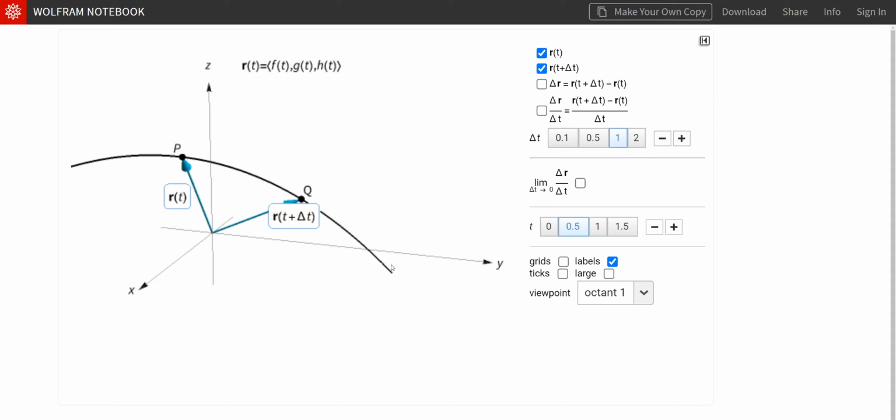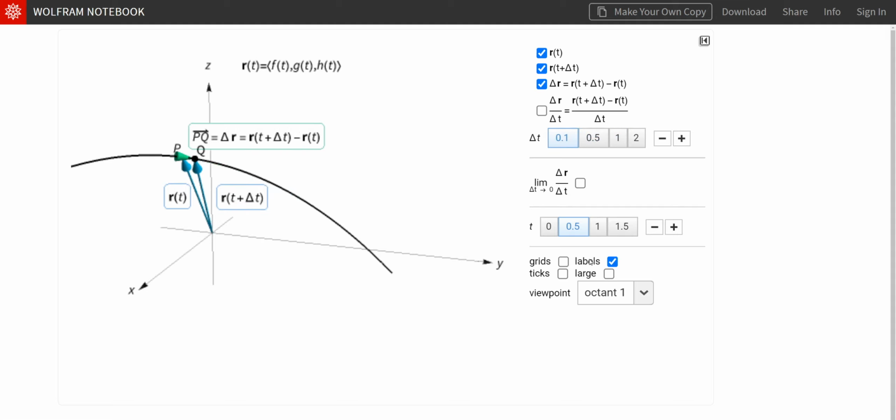And then we can compute the difference of these two. What the difference of these two is going to look like is a vector pointing from q back to p. Or sorry, rather from p to q. R of t plus delta t. Sorry, from p to q. So that's that vector. That's my difference vector, and I can look at that as my delta t gets smaller and smaller.